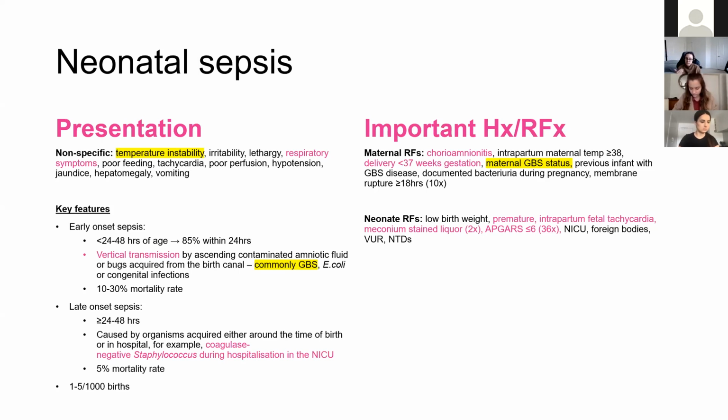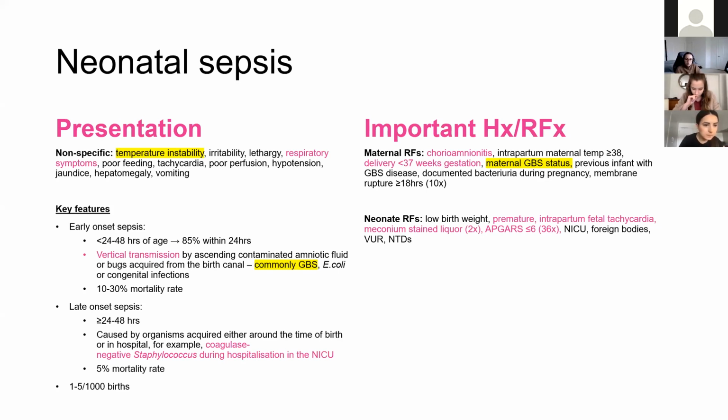So it's commonly GBS, it might be E. coli, infections that they've contracted during delivery, or it may have been a congenital infection. The reason this is really important is that there's a 10 to 30% mortality rate associated with early onset sepsis. Compared with this, a late onset sepsis, try and say that 5 times, is associated more with being in the hospital. So particularly NICU babies are at risk of this. It's like your hospital-acquired infection. And the thing with this is it's only a 5% mortality rate by comparison.